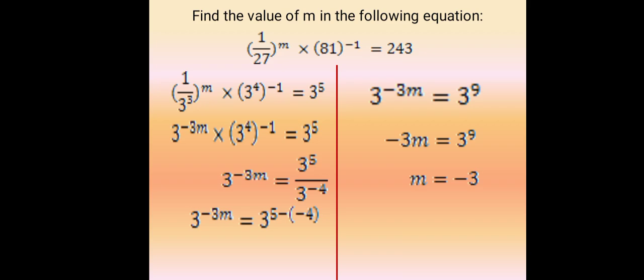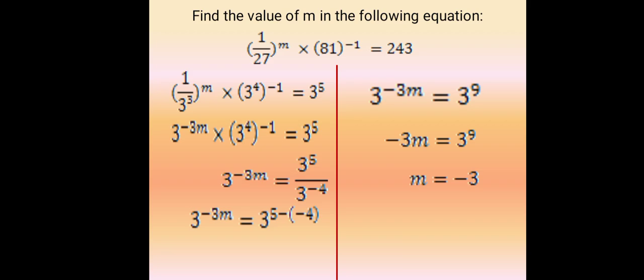Find the value of m in the following equation. 1 all over 27 raised to the power of m multiplied by 81 raised to the power of negative 1 is equal to 243. Now here we can write the numbers in brackets in power form. Let's use the base of 3. Like 27 is 3 raised to the power of 3. 81 is 3 raised to the power of 4. And 243 is 3 raised to the power of 5.